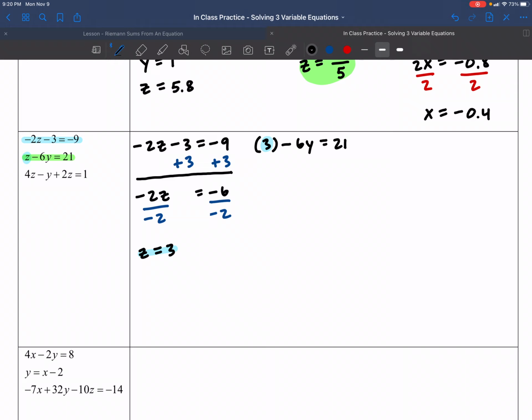So 3 minus 6y. If I want to solve for y, I'm going to subtract 3 from both sides, and I have negative 6y is equal to 18. I'm going to divide both sides by negative 6, and y is equal to negative 3. There is our second solution.